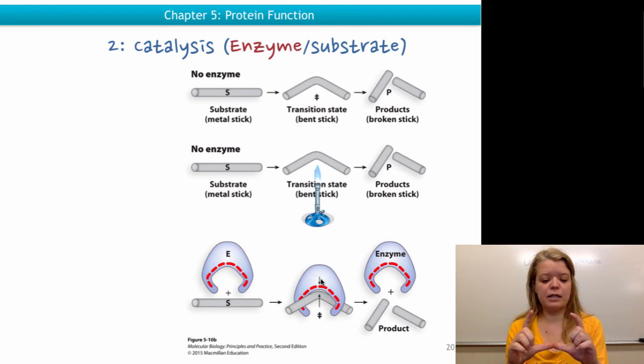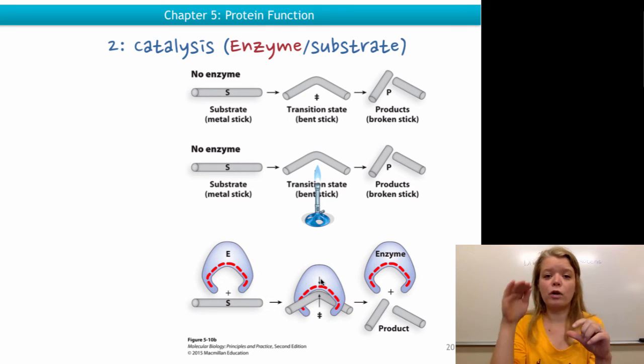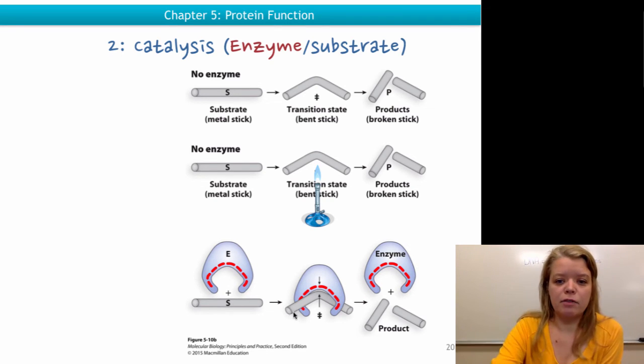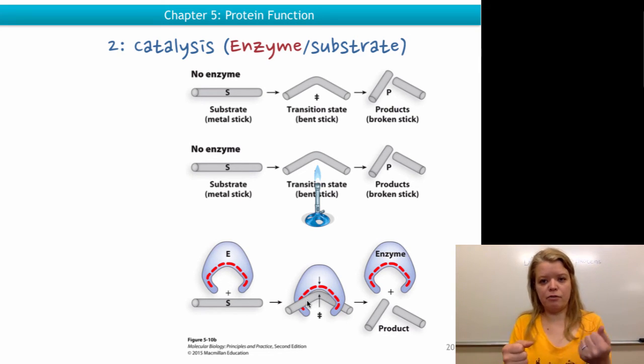A catalyst stabilizes the transition state of a substrate to product conversion, allowing for less activation energy to be used in order to create the product. So in this case, the book depicted the enzyme as providing these magnets, these little red things, that will force the transition state onto the substrate, bending it, which will be sufficient for the metal stick to break.